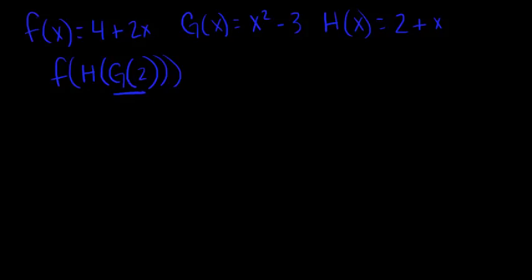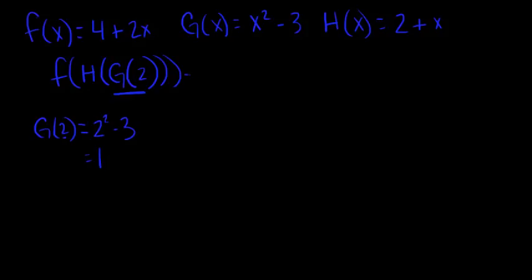So our first one is the g of 2. So we'll say g of 2. So I know exactly what to plug in for x, 2. So 2 squared minus 3. So I have 2 squared. 2 times 2 is 4. Minus 3 is going to give me 1.